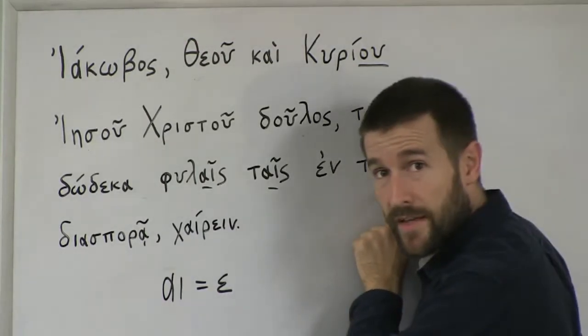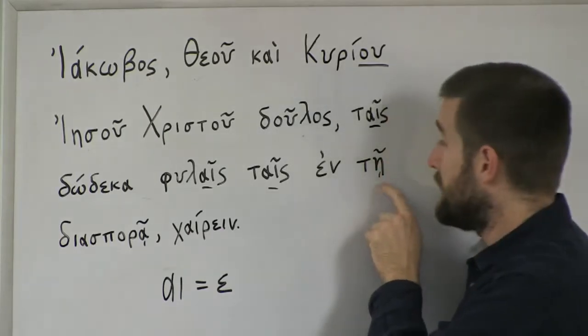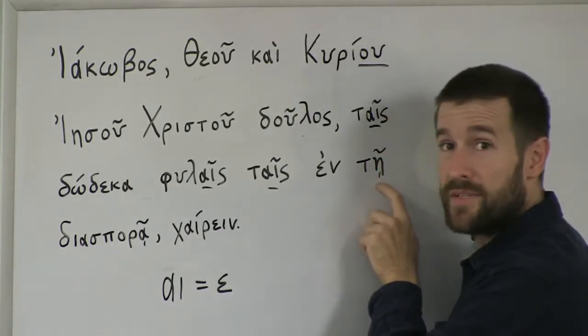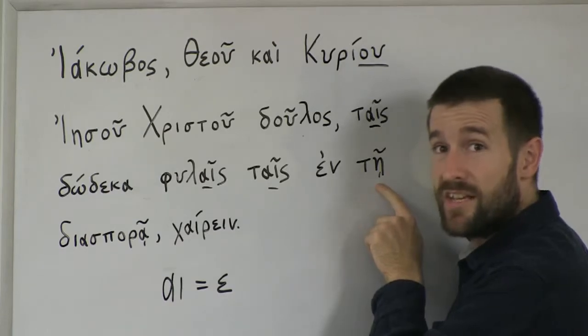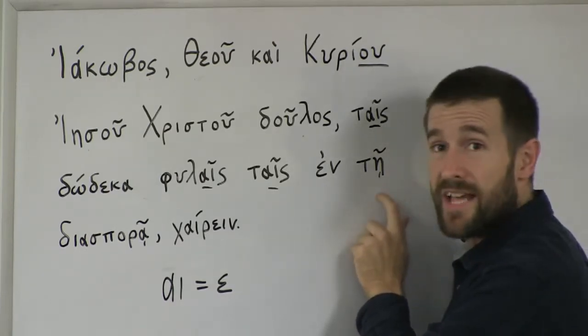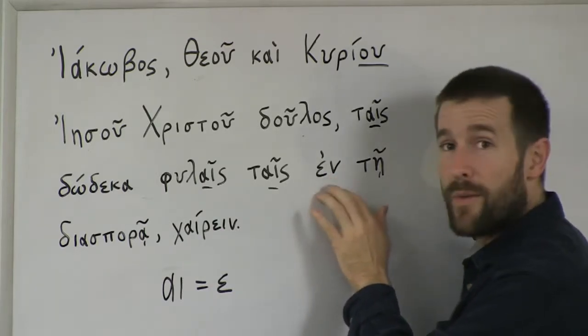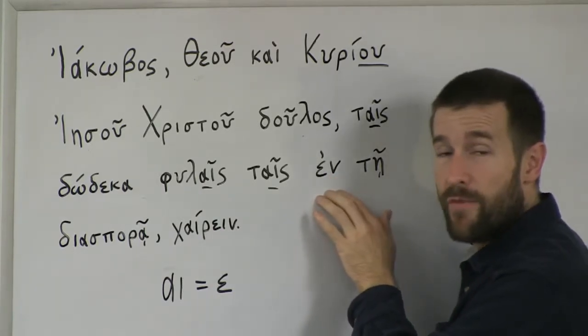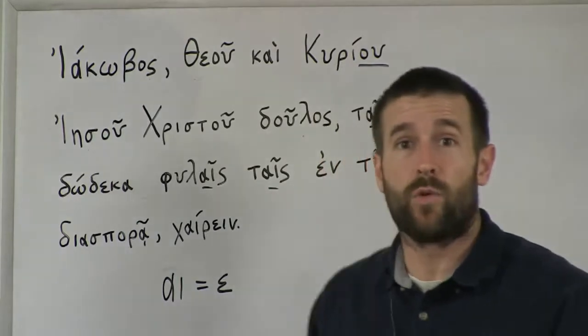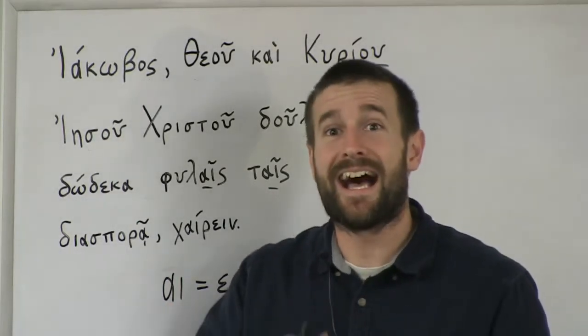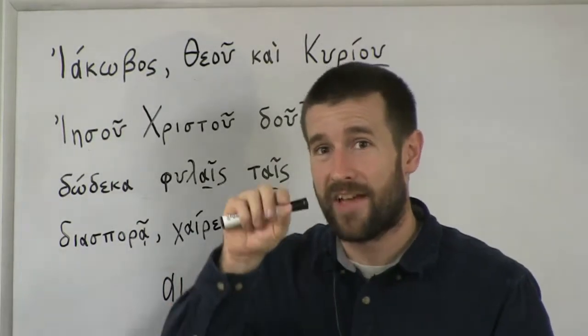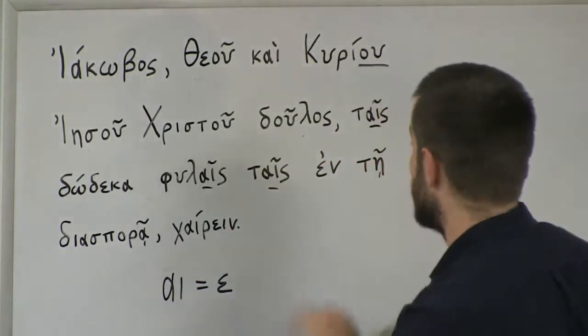What case do you think it's in? You should know by now that when we see that iota subscript in nouns and adjectives and pronouns, it's a telltale sign of that singular dative case. So en, the preposition, is usually followed by the dative case. Like, for example, in John 1:1, in the beginning, en arche. That arche had that iota subscript because it's also in dative case.